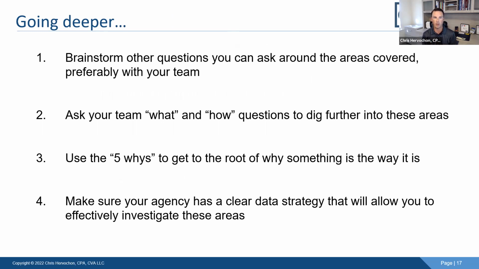Number 1, brainstorm other questions that you can ask. There are an unlimited number of questions that you can ask around these steps, for sure. Number 2, ask your team what and how questions to dig further into the details of where these things might be going wrong. Why do we ask what and how questions?